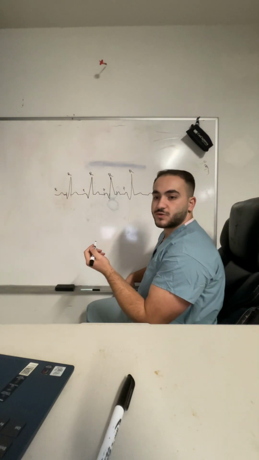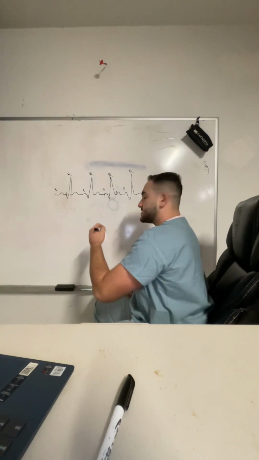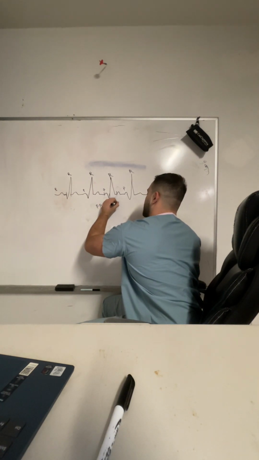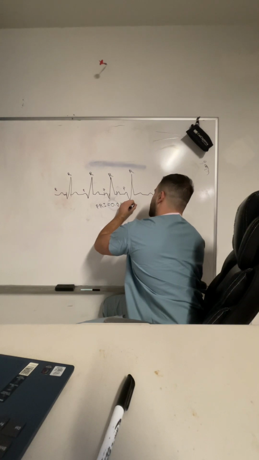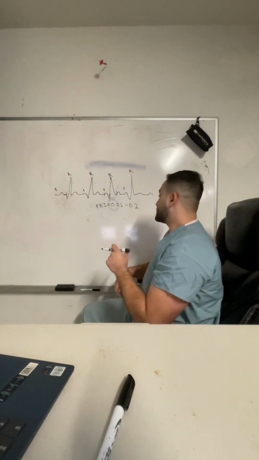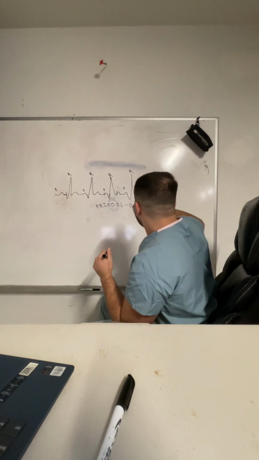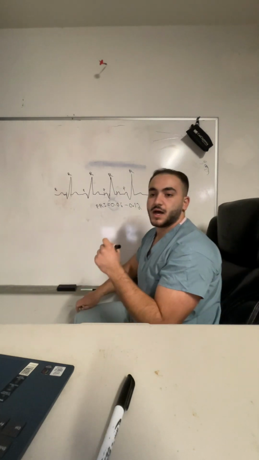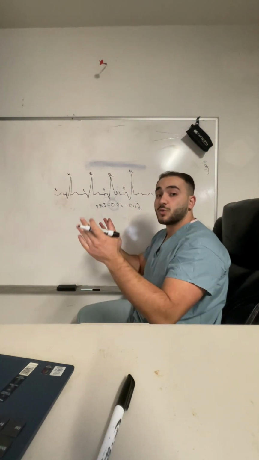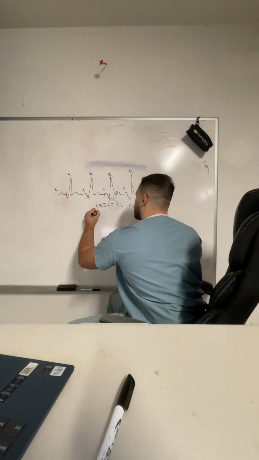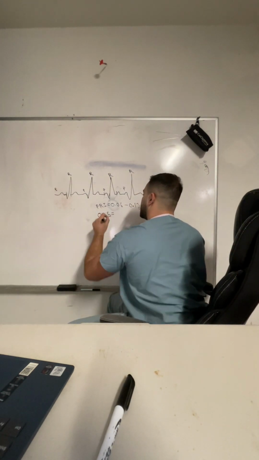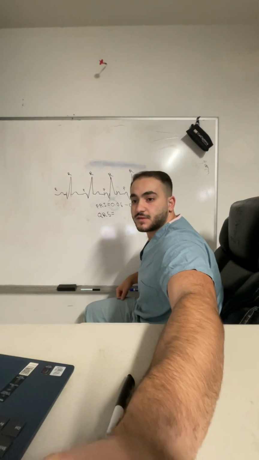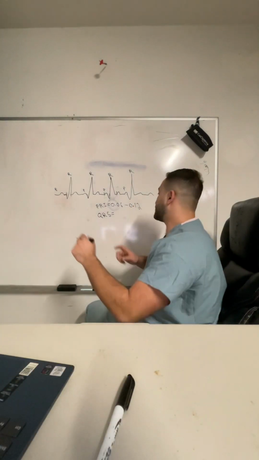Our PR interval, we said the regular PR interval was 0.12 to 0.2. Forgive me, these numbers are all getting jumbled. And then we have our QRS, which is the quicker one, which is the ventricular contraction.